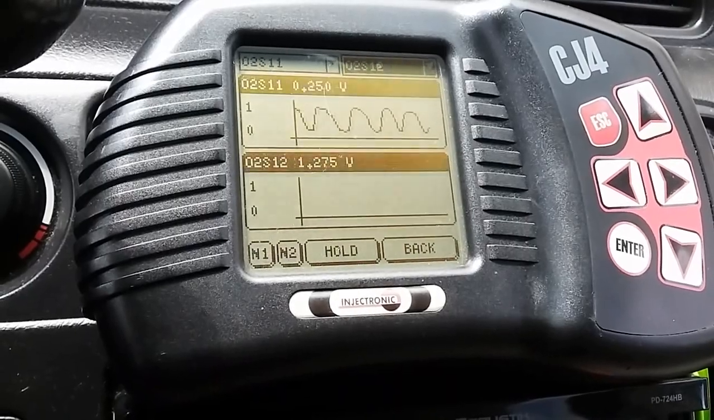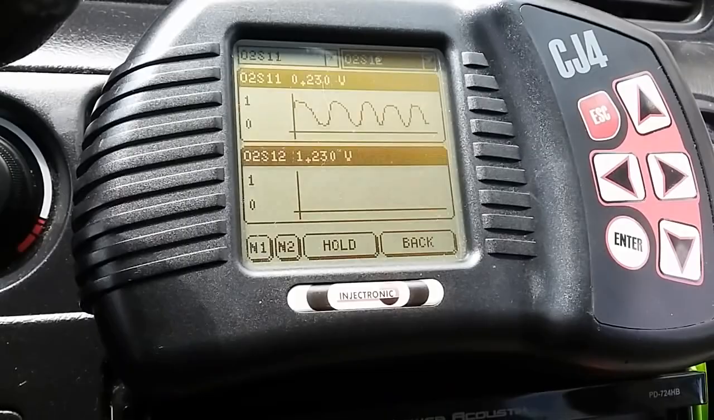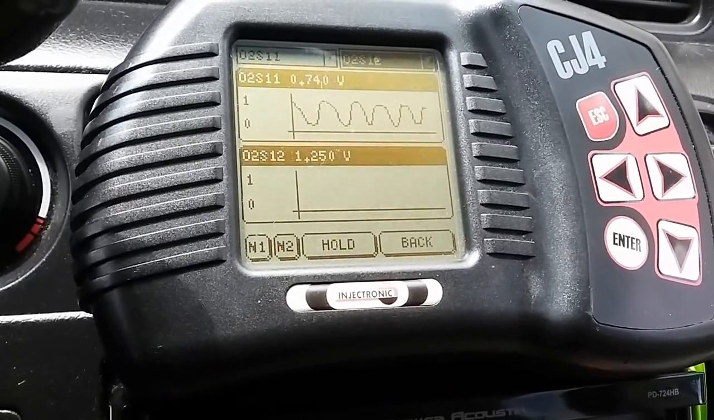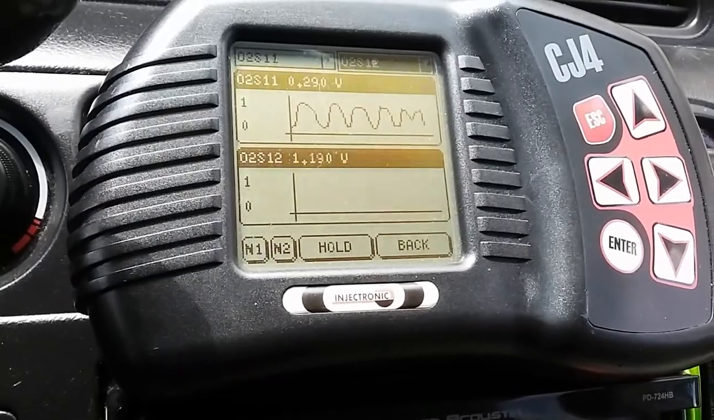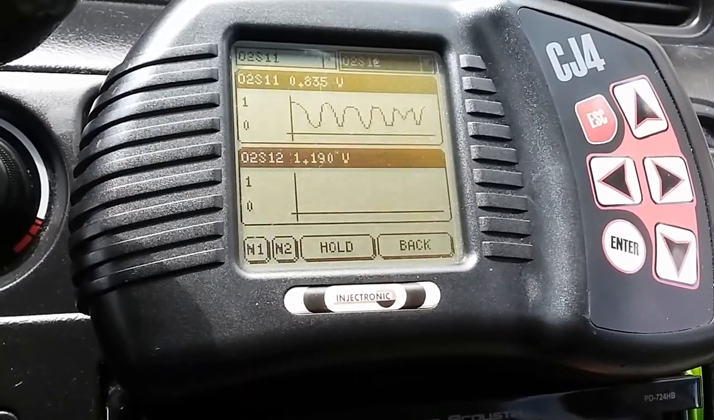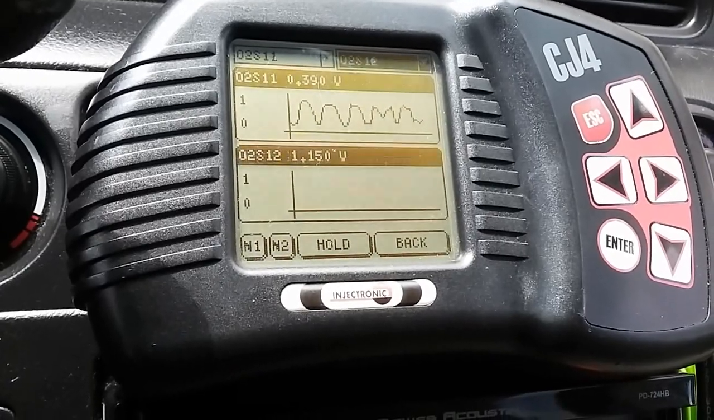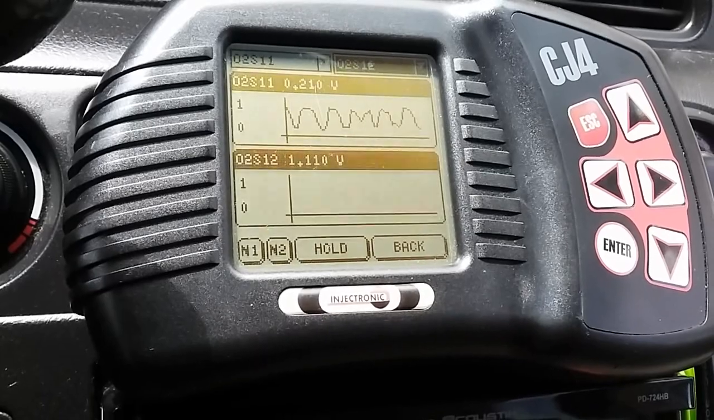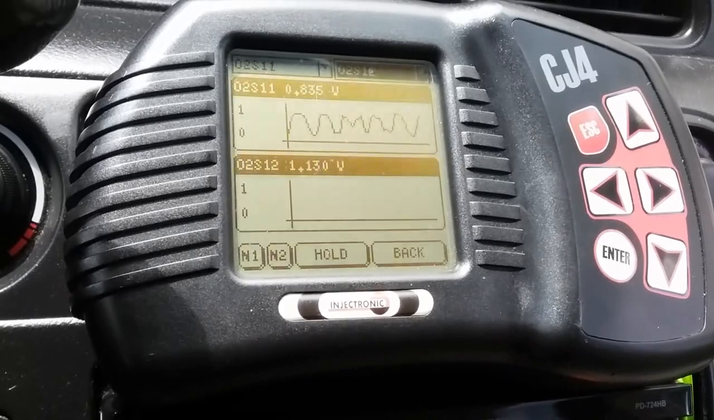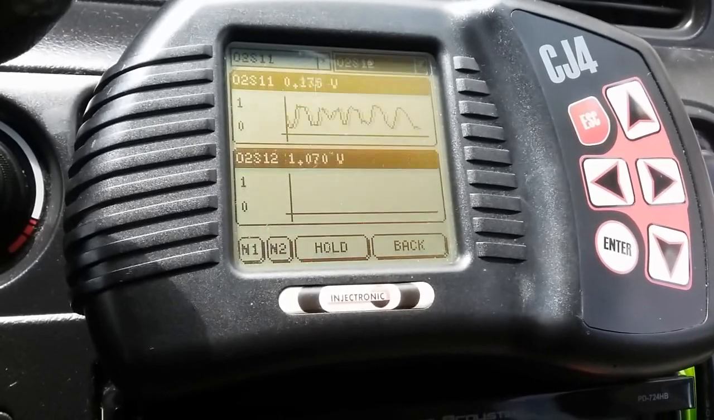Usually the downstream O2 sensor, once it starts to operate, sometimes it will mimic the upstream O2 sensor. As the downstream O2 sensor gets warm and hot, the fluctuation should get a little bit more steady, with very minimal fluctuation.